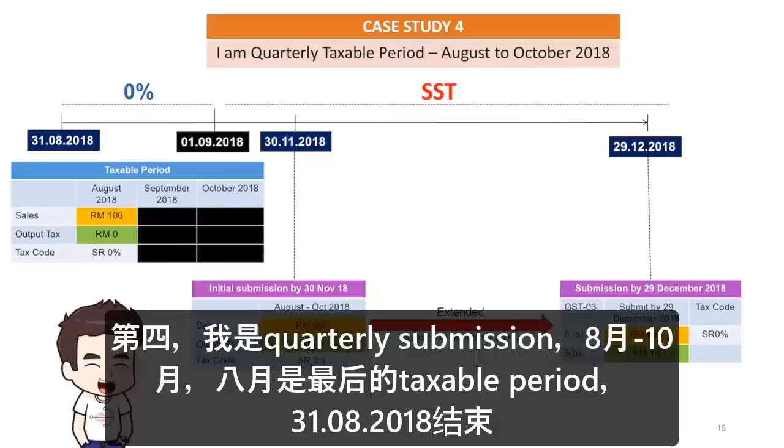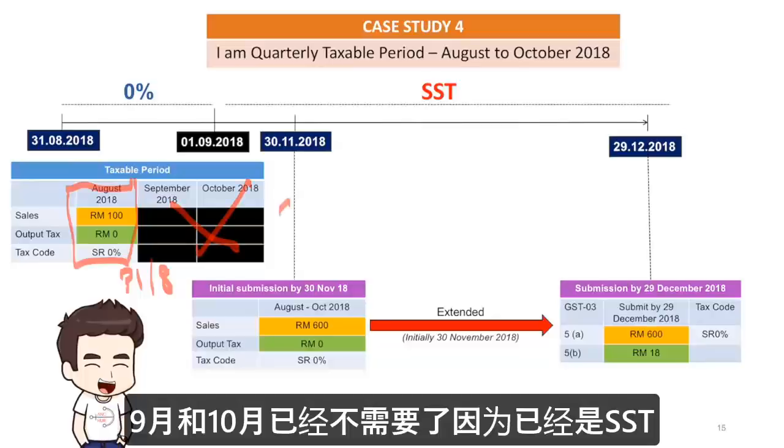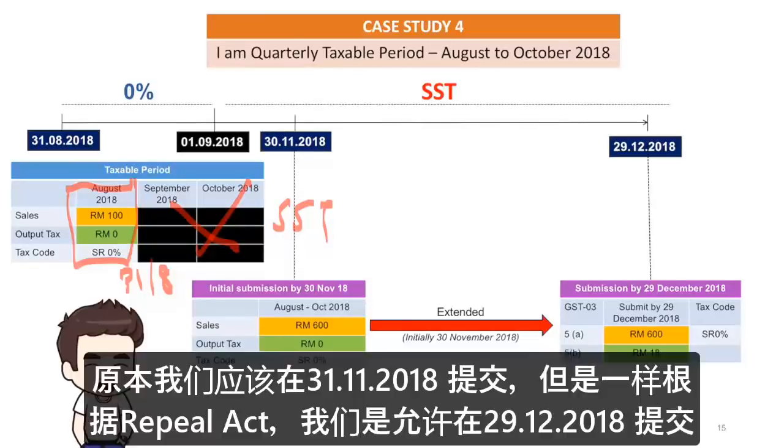Case study number 4, I'm a quarterly taxable period, August to October 2018. So August will be my final GST return, cut off 31st of August. September and October are no longer required because this is already under SST. Initially, my submission due date should be 30th of November 2018, correct? But now, due to the GST Repeal Act again, we are allowed to extend until 29th of December. So this 30th November is no longer relevant again.